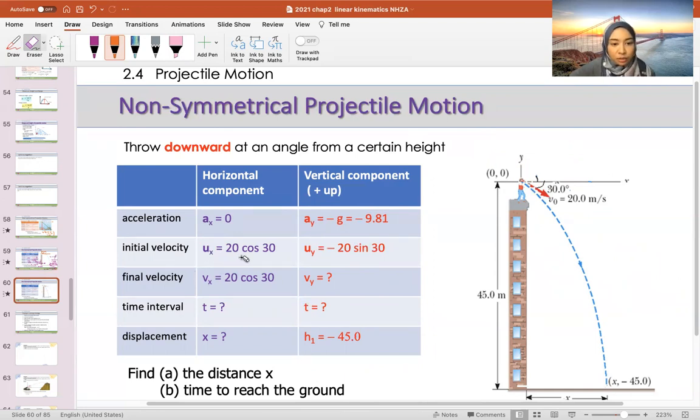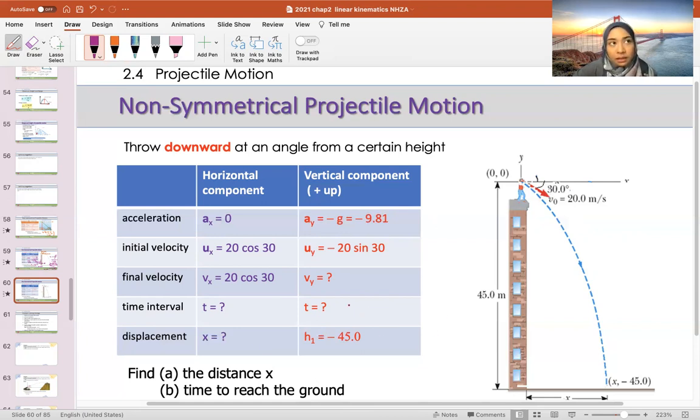Initial velocity is ux 20 cosine 30. Uy is negative, going down. Final velocity Vx is always equal to Ux, so sama je. Our Vy we don't know yet. Our height is minus 45. It's basically the same example, except now dia malas nak baling ke atas, dia baling ke bawah. So dia kurang guna force. So sama je macam tadi.